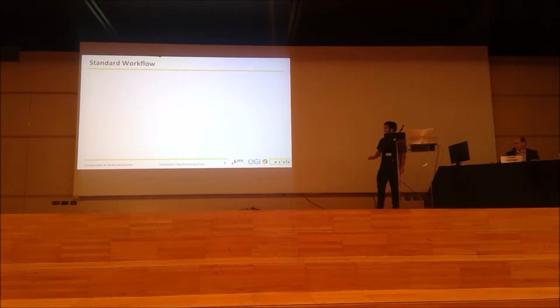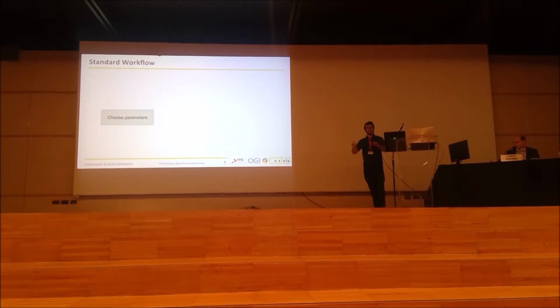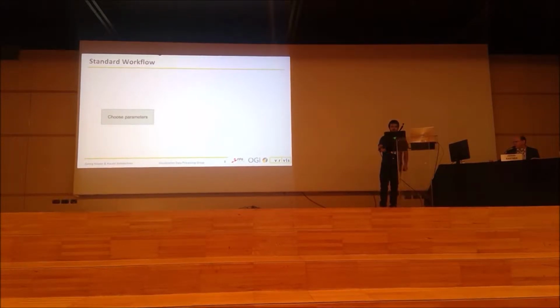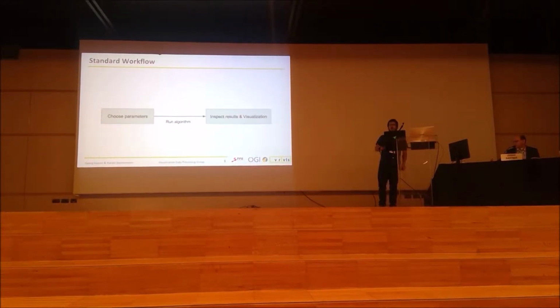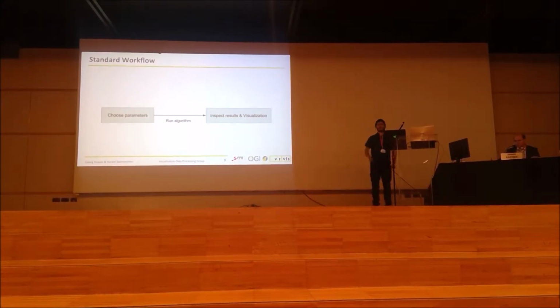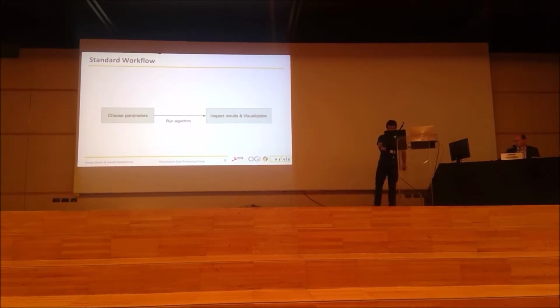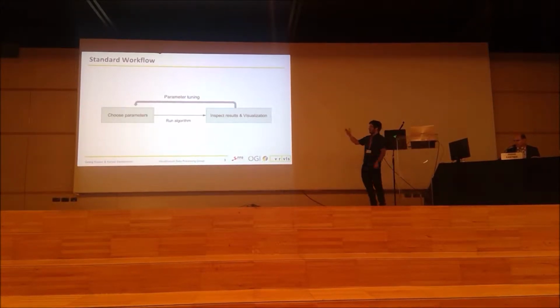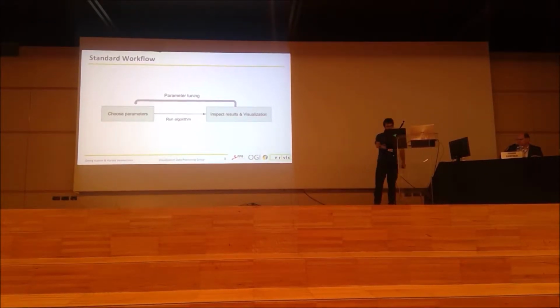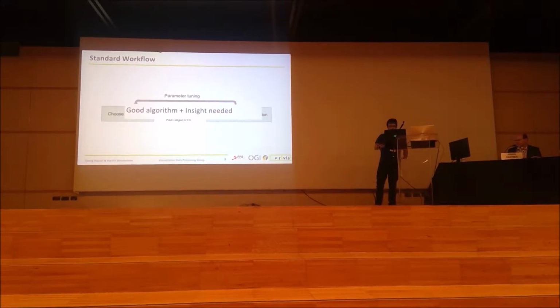If we look at the standard workflow, in order to get to such pictures, we need some segmentation algorithm. For the algorithm, we need to find some parameters. We do this, then we run the algorithm, and then we get some results. Next, we can feed those results into the visualization in order to get the images out of it. Unfortunately, there is also parameter tuning involved in order to find the right parameters for the algorithm. So basically, we need a good algorithm, and we need insight in the parameters of the algorithm in order to get good results.